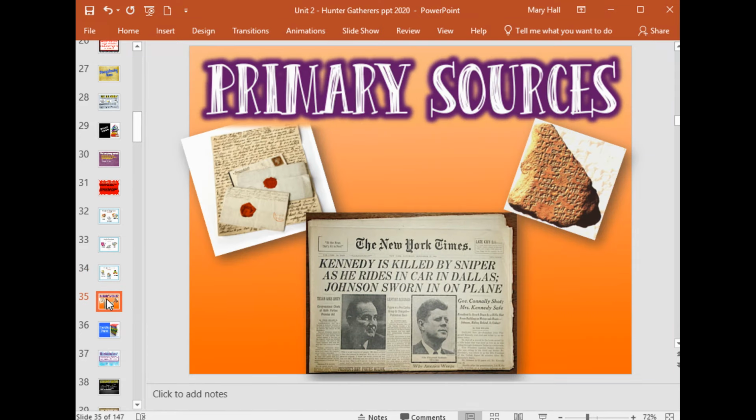Some more examples of primary sources. This newspaper article from 1963 when JFK, John F. Kennedy, was assassinated. Letters from the past. People wrote those letters. They were at those events. That is a primary source. And right here, this is cuneiform on clay tablets. This is ancient writing. Before people wrote on paper, they would write on these clay tablets. Primary sources.